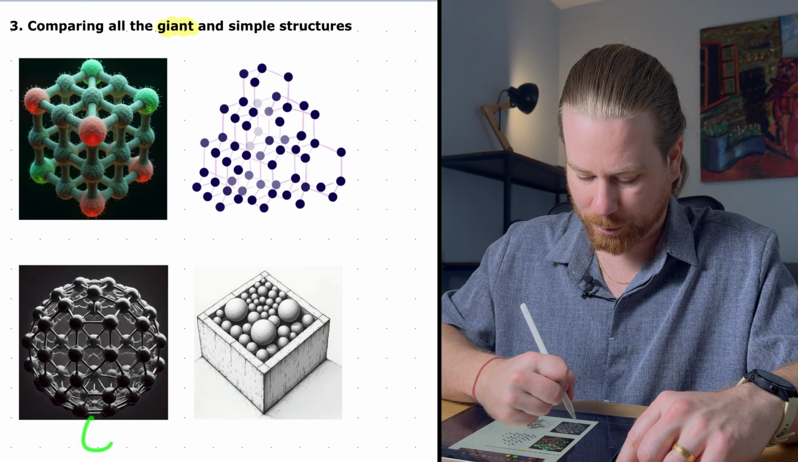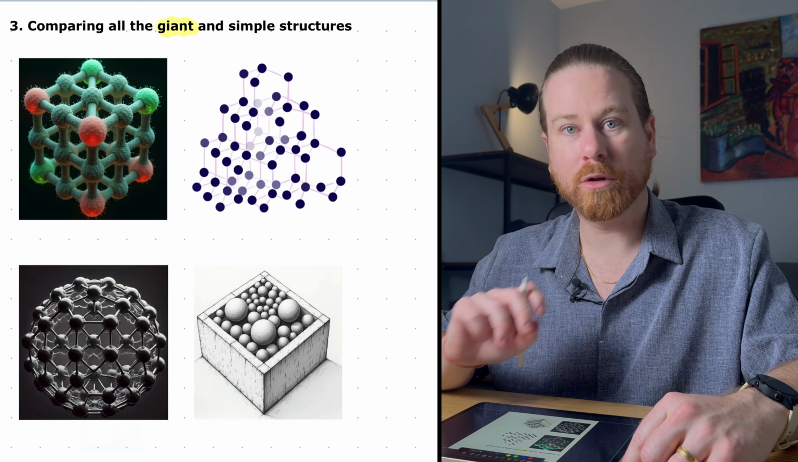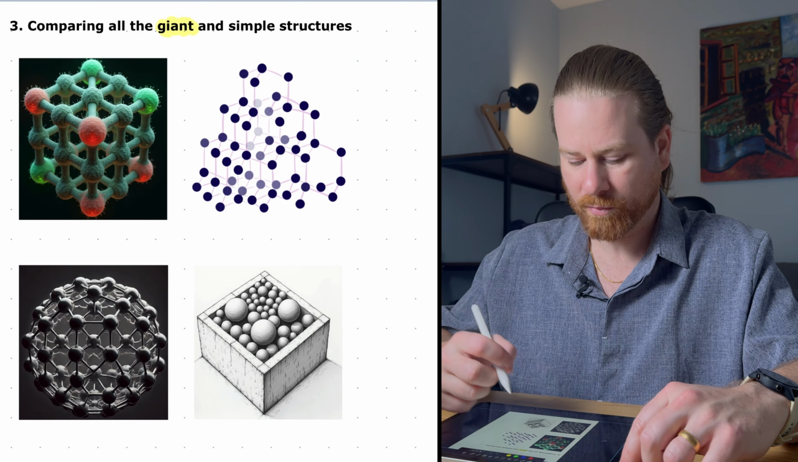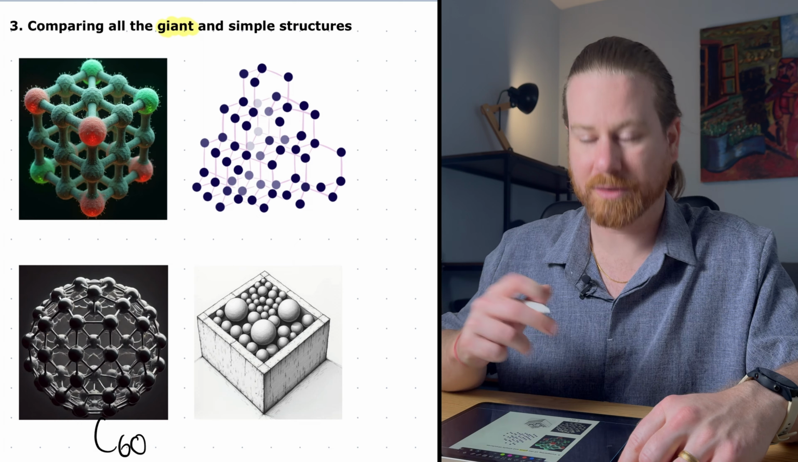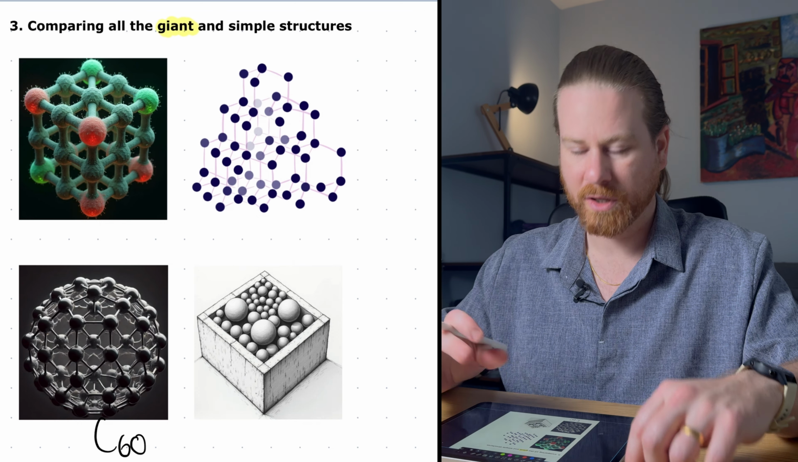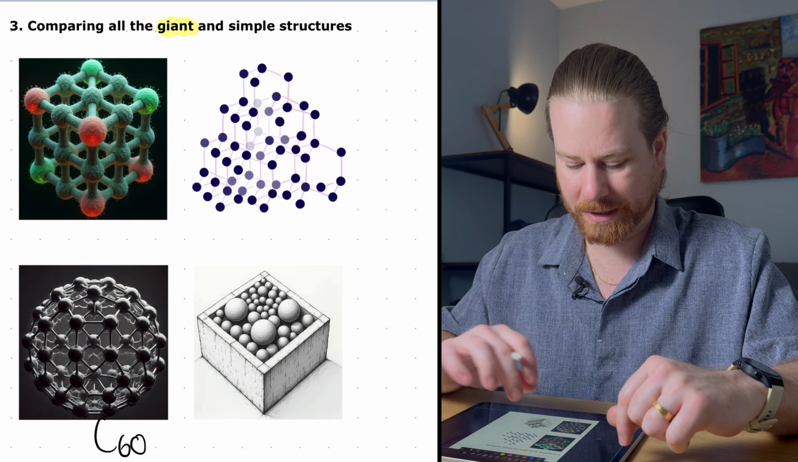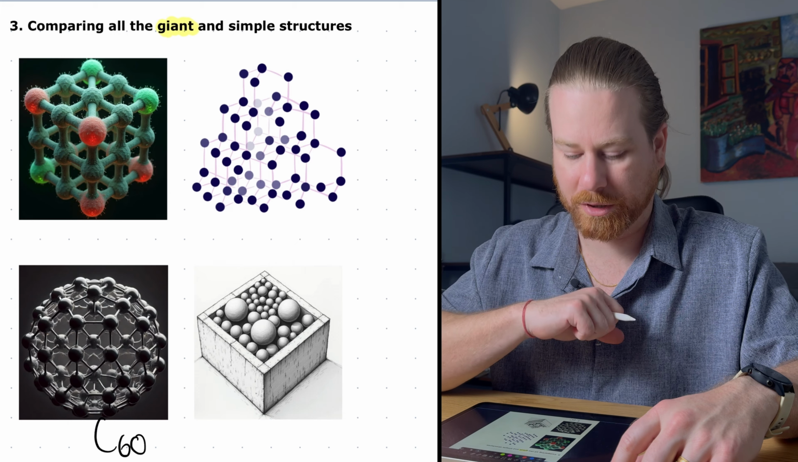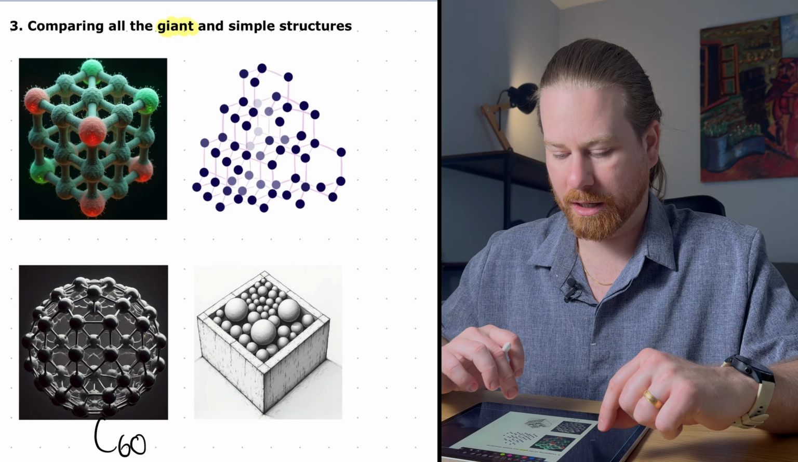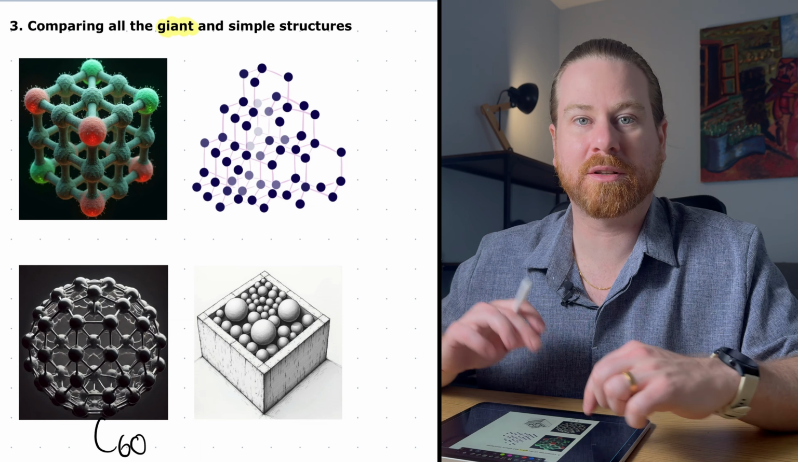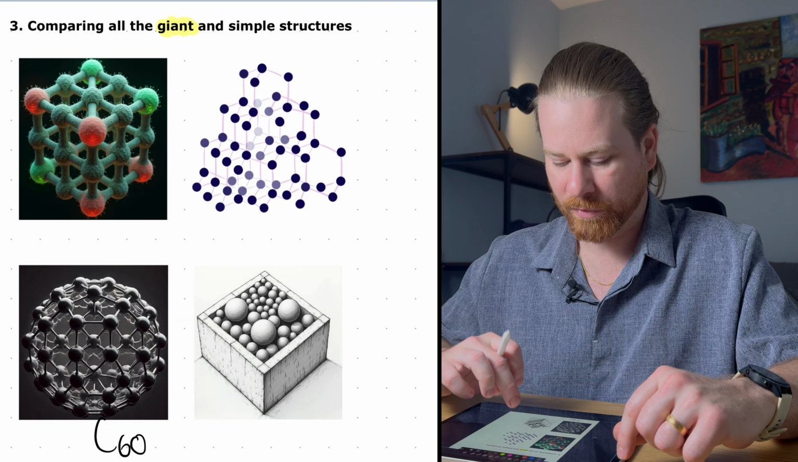Here is another example of carbon. This is a buckyball or a fullerene. This is carbon, so 60 carbons all bonded together. You might think this is a giant structure, but it's more similar to a simple structure because it ends, and because it ends, it has very similar properties to things like water and carbon dioxide.